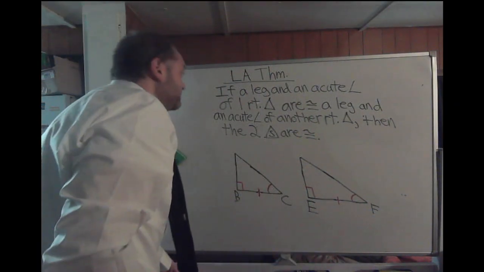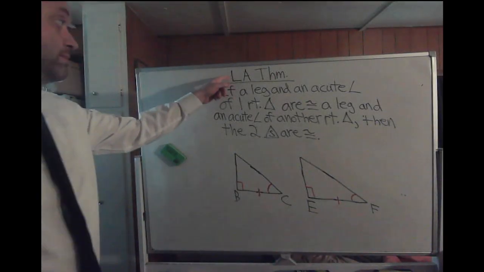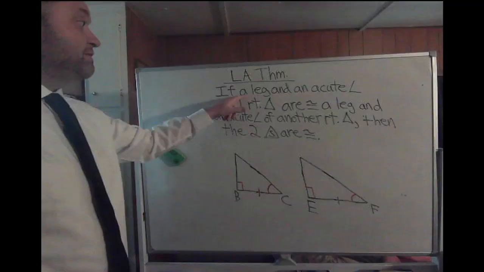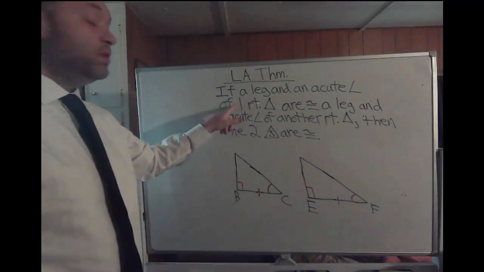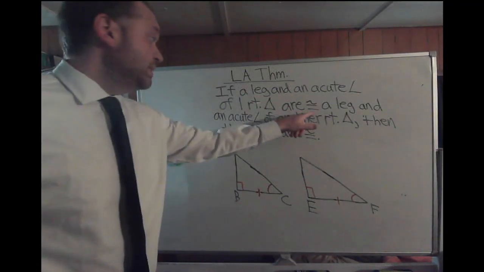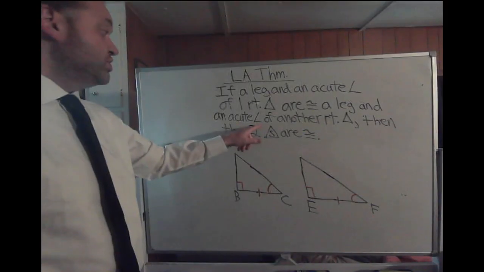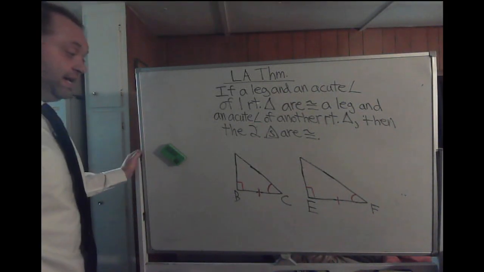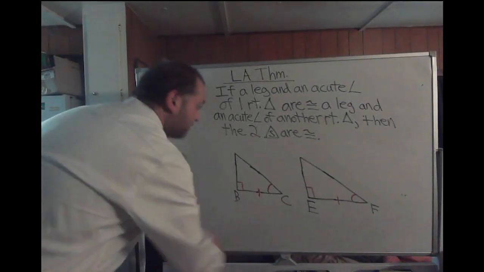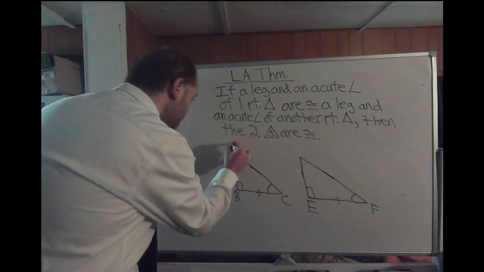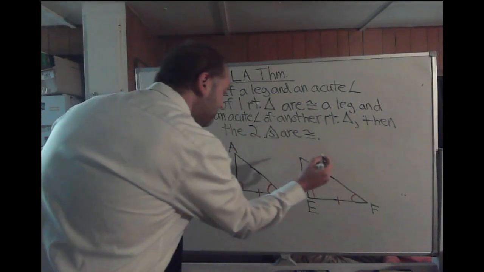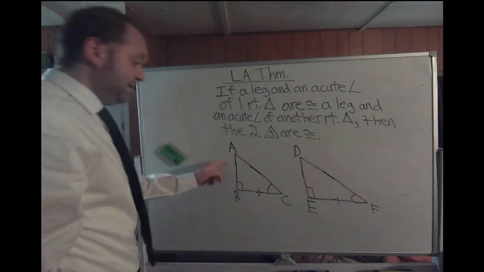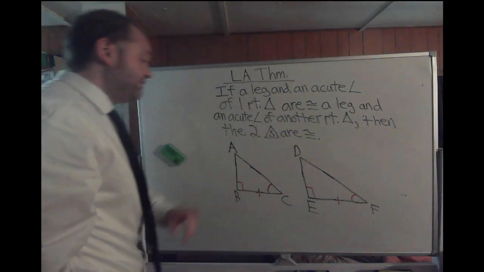Alright, so last but not least is the LA theorem, the leg acute angle theorem. This theorem states that if a leg and an acute angle of one right triangle are congruent to a leg and an acute angle of another right triangle, then the two triangles are congruent. So once again, we have, whoops, why did I erase those points? I did not mean to do that. There we go. So we have triangles ABC and then DEF.